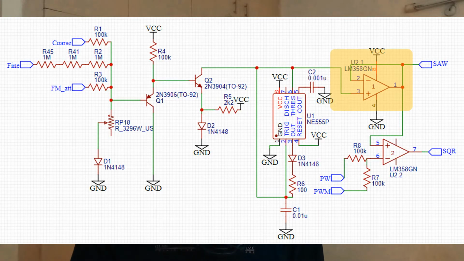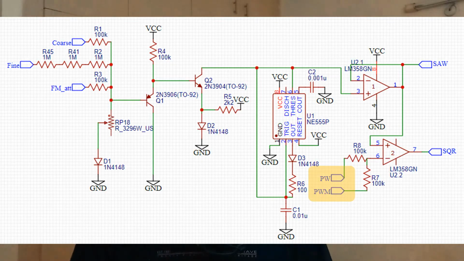So it primarily generates a saw wave, but I also wanted a square wave. So I basically buffered the sawtooth waveform from the capacitor and sent it to a comparator. One input of the comparator is of course the saw wave. The other input is a voltage reference that we use to set the pulse width of our square wave, or what you would call the duty cycle of your square wave.